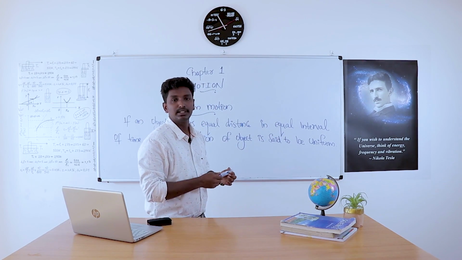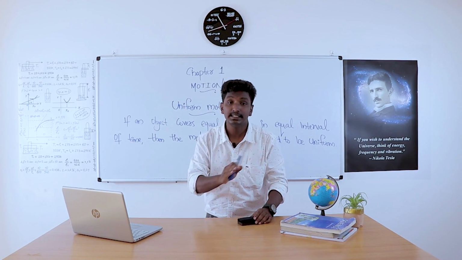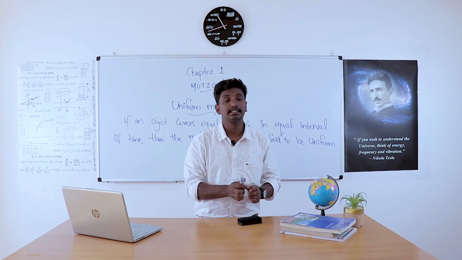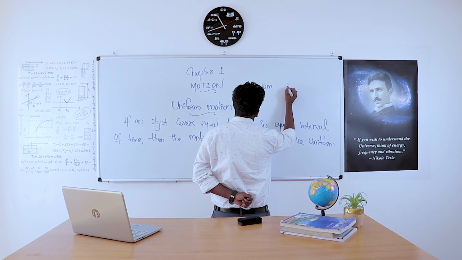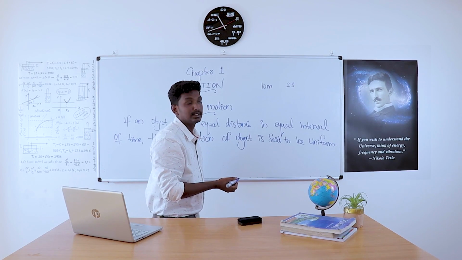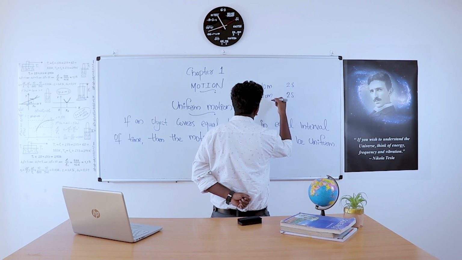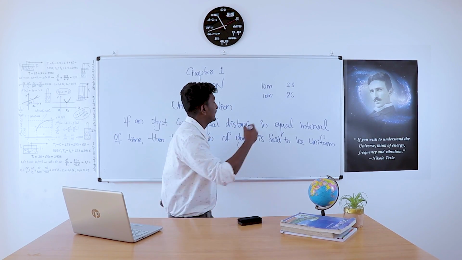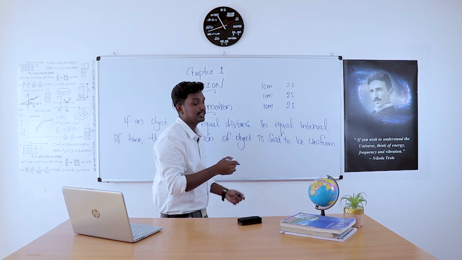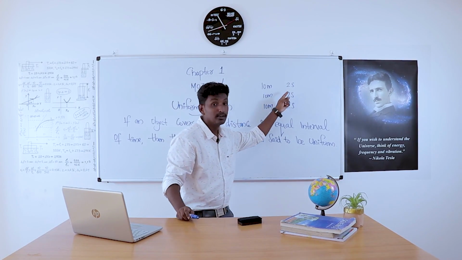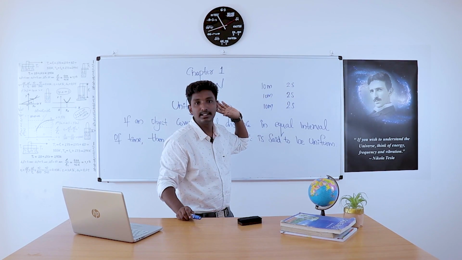That means the object is covering the same distance in the same interval of time. For example, if the object covers 10 meters in 2 seconds, then after the next 2 seconds, the object should cover another 10 meters. Again, after 2 seconds, another 10 meters. That means for every 2 seconds, the object is covering 10 meters.